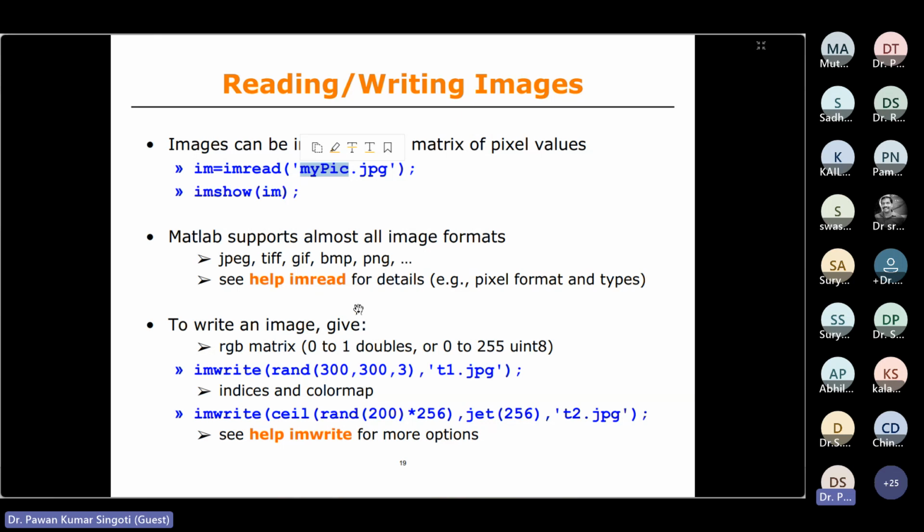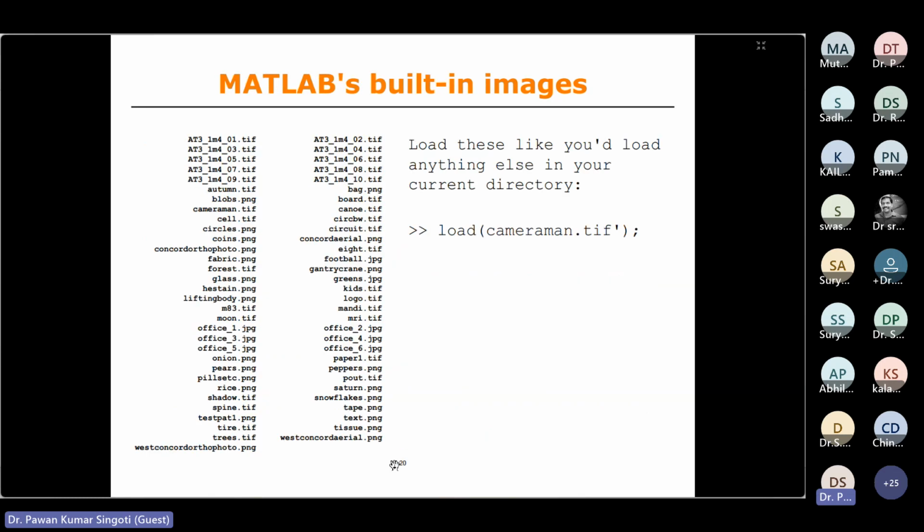Okay, for more reading options, you can go to help imread. Pixel format types are also available in MATLAB. To write an image, give an RGB matrix, 0 to 1 doubles or 0 to 255 uint8. For example, to write an image: imwrite(rand(30,30,3),'T1.jpg'). So it can be written as an image. You can export with imread and imwrite; see help imwrite.